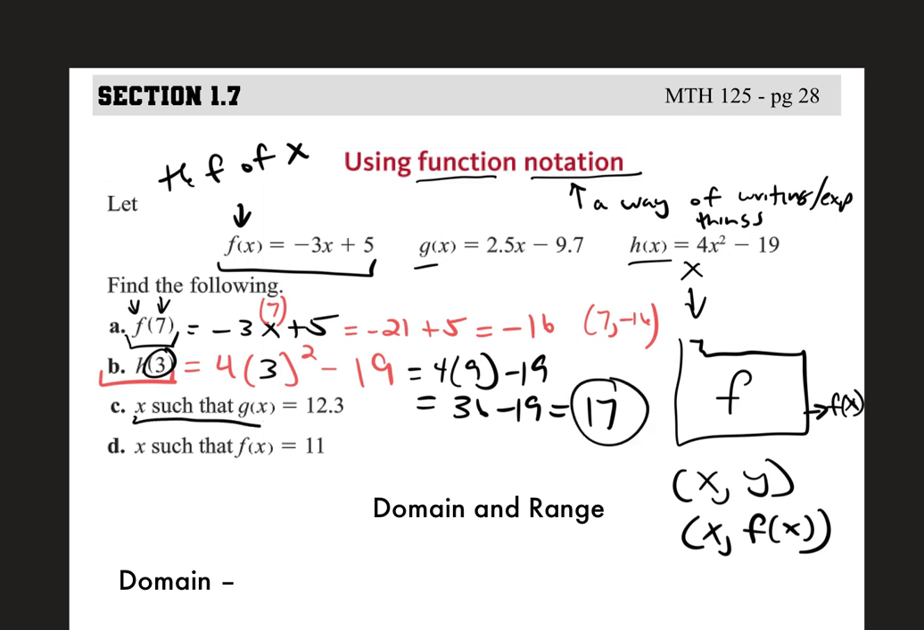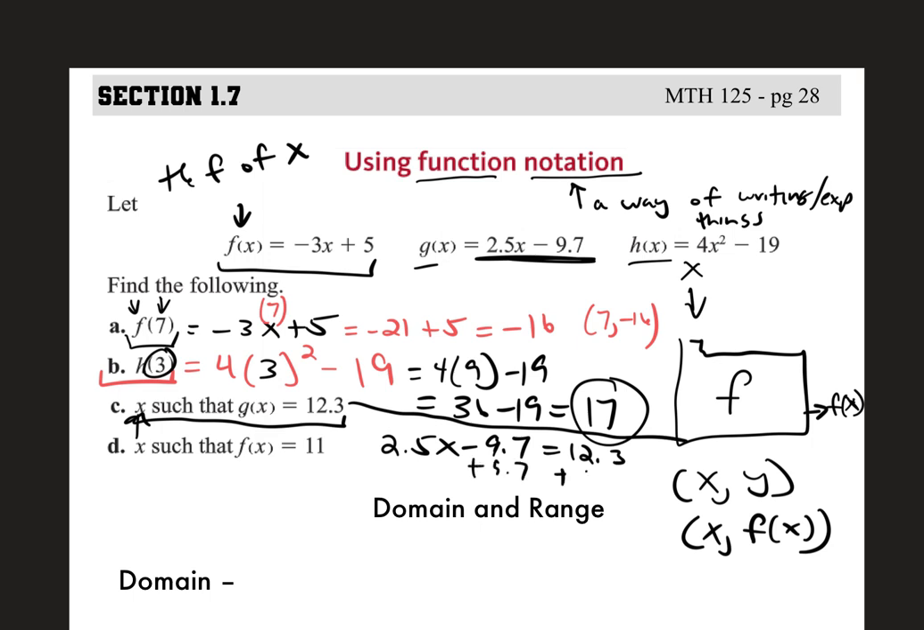These ones are a little bit different because they're telling us what the output is, and then they're asking us for the input. So the g of x, that's right here. I'm going to put that here, 2.5x minus 9.7. Notice I didn't write anything in for x because we're looking for it, but I'm going to set this equal to 12.3 so that I can figure out what x would give me an output of 12.3. I'm going to make a little line there. So I add 9.7 to both sides.